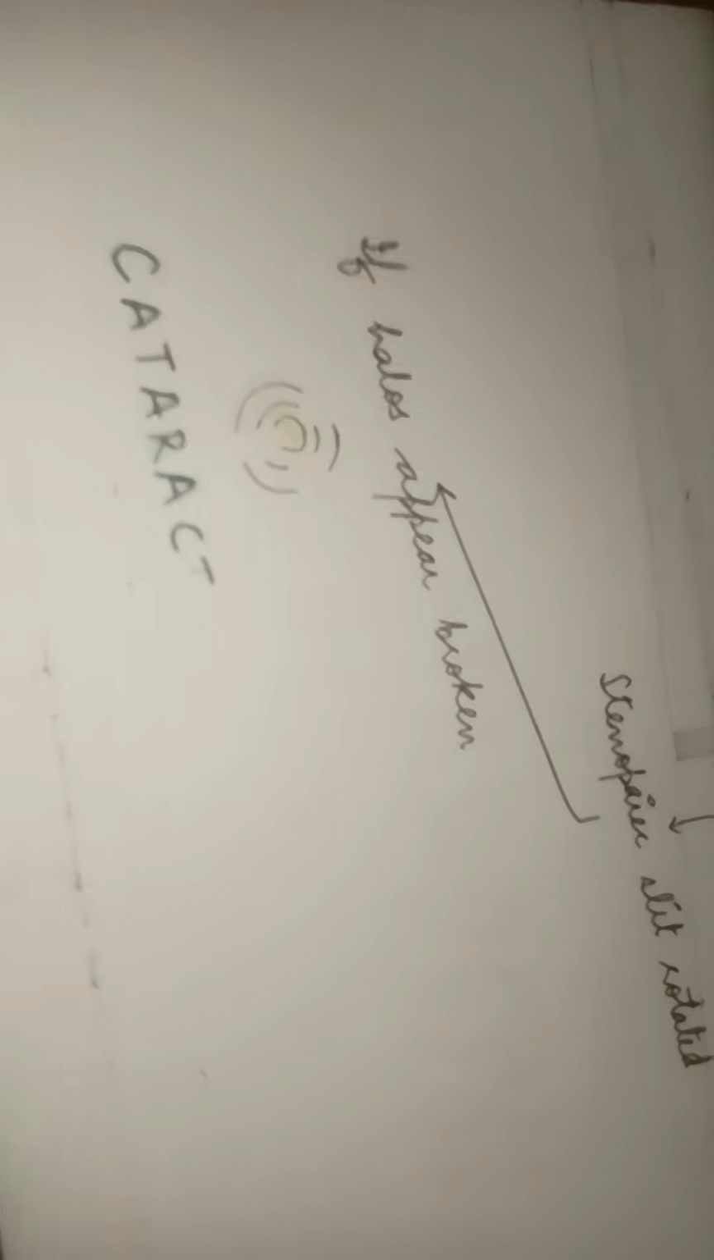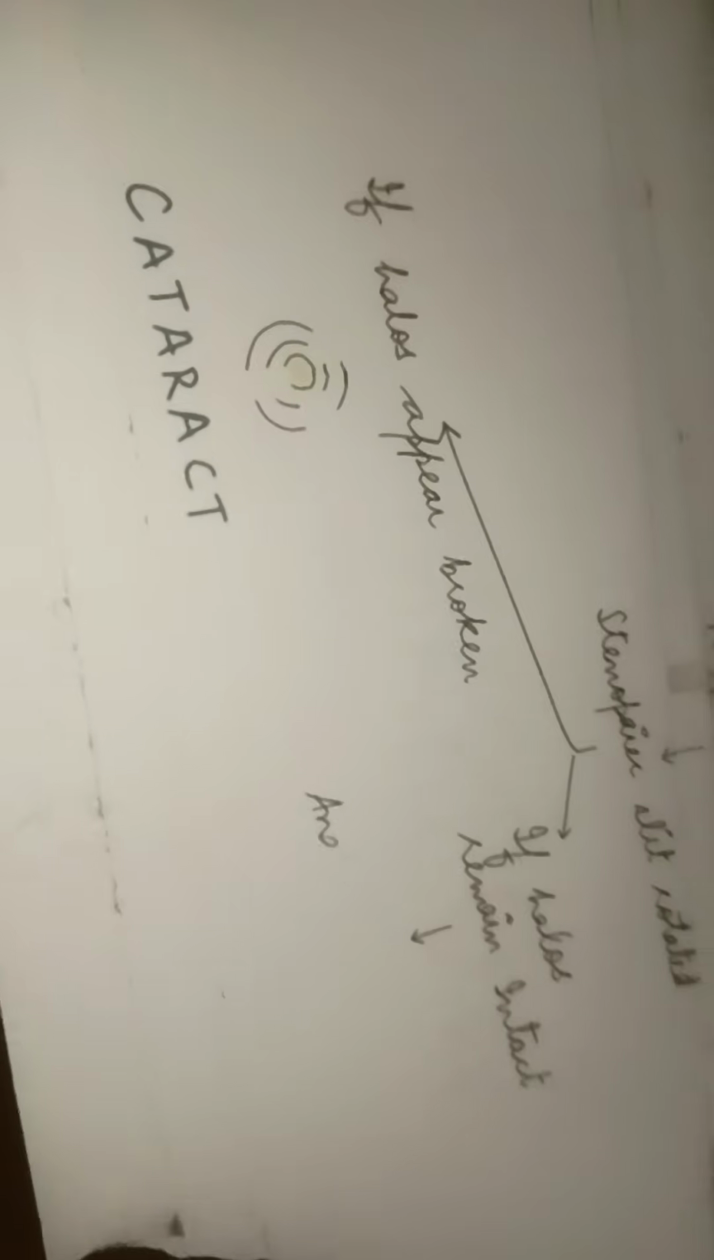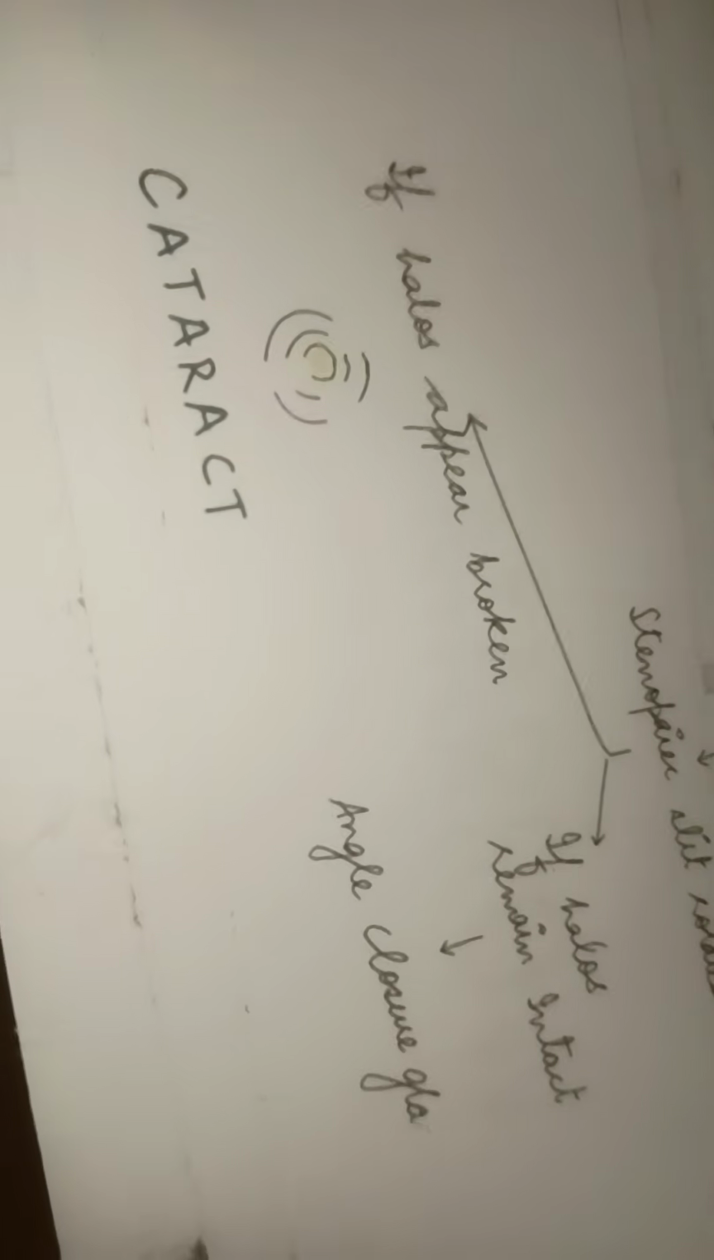So, how do we differentiate between these halos? A stenopaeic slit in front of the eye is kept and rotated. After rotating the stenopaeic slit, if halos appear broken, let's say these are the halos, and this was the source of the light in the center. If these are the halos, the patient will report seeing them broken like this. That means the diagnosis will be cataract. But if halos remain intact, then it will be a case of angle closure glaucoma.